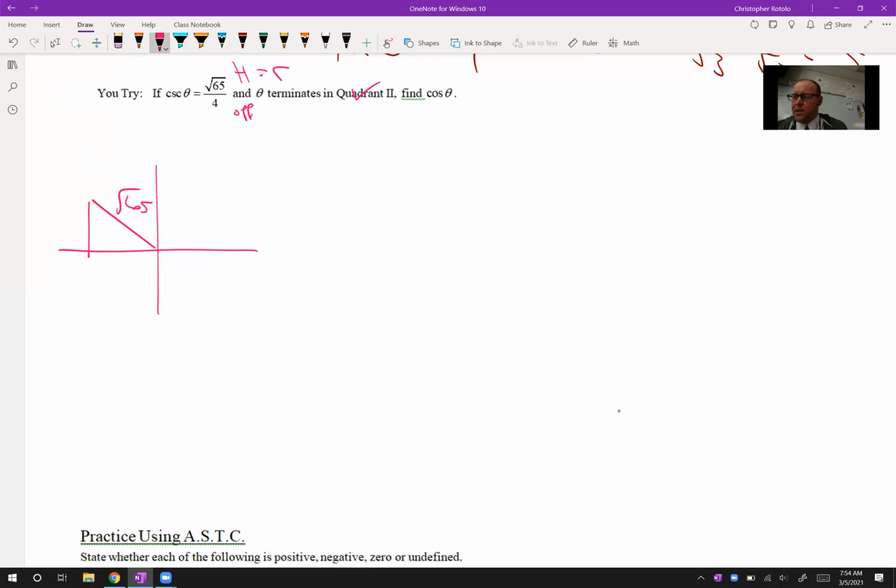And as we look at it, what we're trying to find out is the opposite is 4. Remember, that's a y value. So what we're looking for is an x value, and keep in mind, since we went to the left, it's going to be negative. So as we try and fill everything in here, let's first find out this missing value. Square root of 65, we need to square that, minus 4 squared. That's going to give us x.